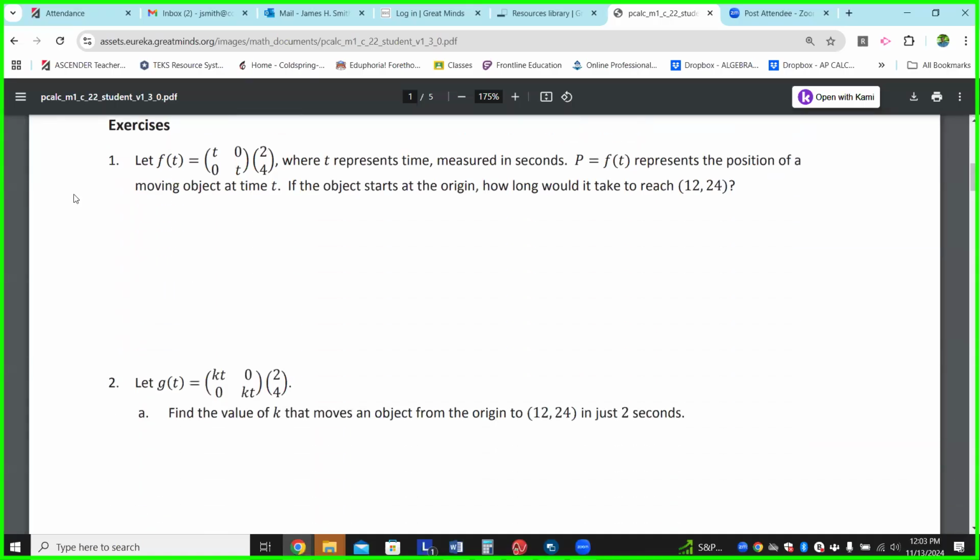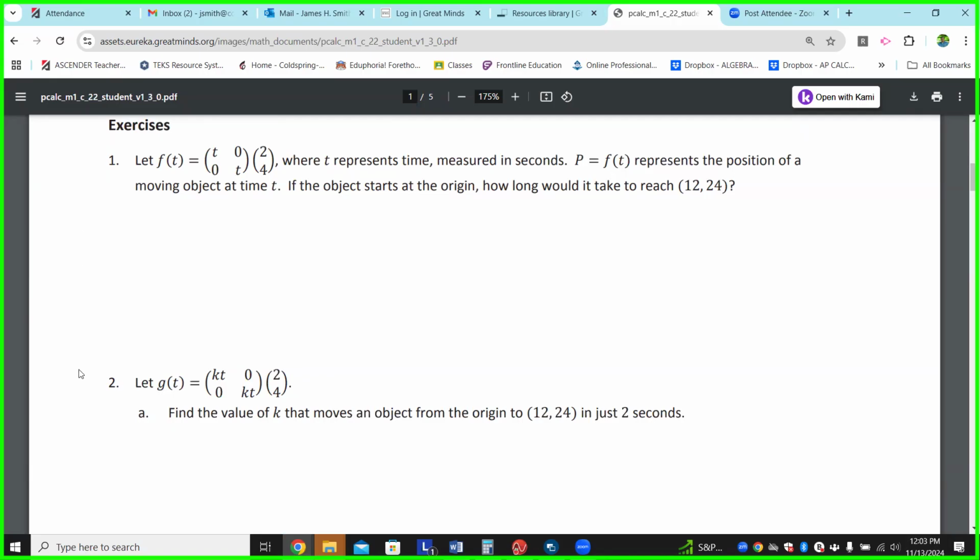So on this one here, it says let f of t. Now we're seeing some physics type thing. F of t in physics is like time and displacement in feet, or the distance that a ball goes up in projectile motion. That's what we're going to be seeing all day today. Where t represents time measured in seconds, your f of t will represent the position of your moving object in time. If the object starts at the origin, how long will it take to reach 12, 24?